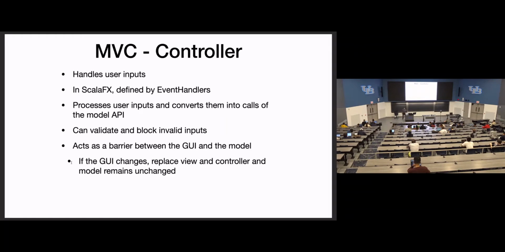The controller's job is to be that buffer between the user inputs, the user's actions, and the model. It takes the user's actions, converts them into model API calls, and then calls the model's API. In this way, the model doesn't have to care how the user is inputting those inputs, what kind of devices they're using, anything. It doesn't have to care about any of that. It just cares that, oh, my API method was called.